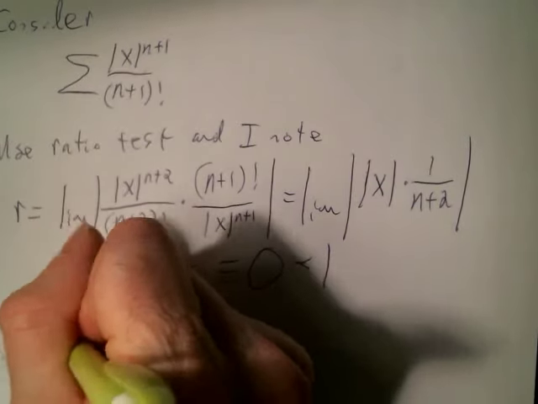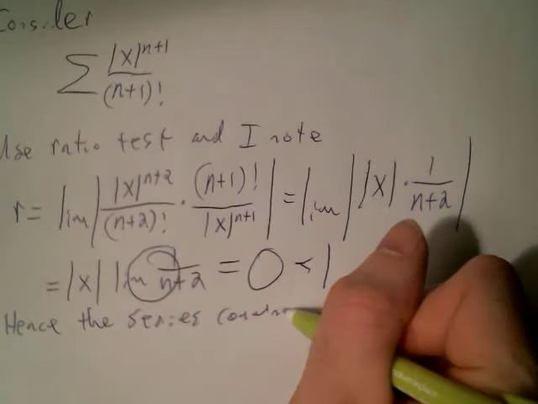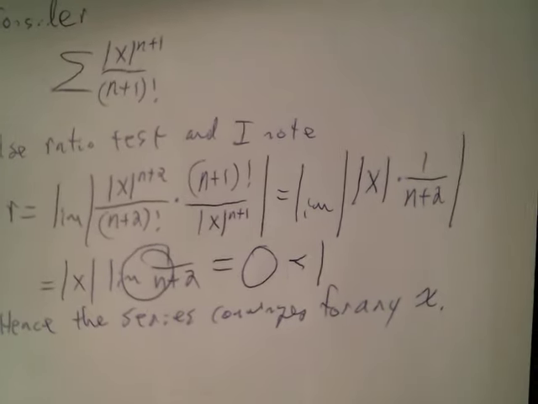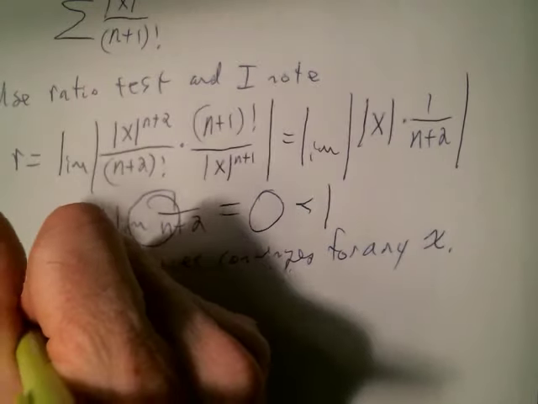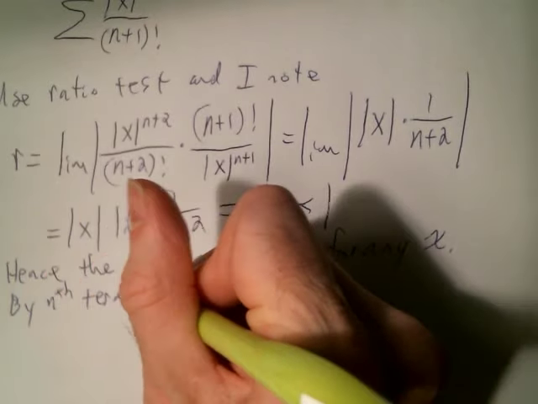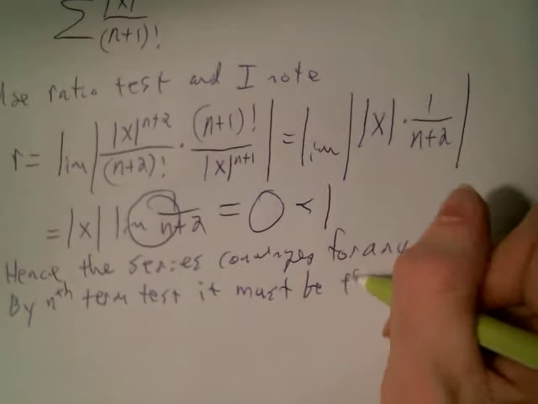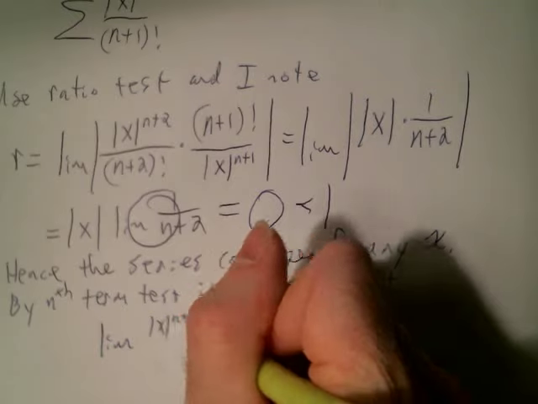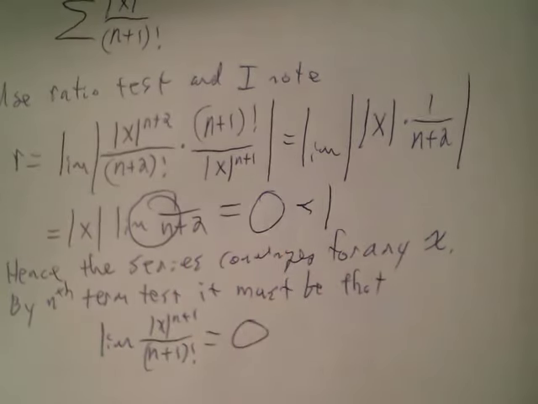Hence, the series converges for any value of x. Okay. In other words, by the nth term test, it must be that the limit of the absolute value of x to the n+1 all over (n+1)! is equal to 0.